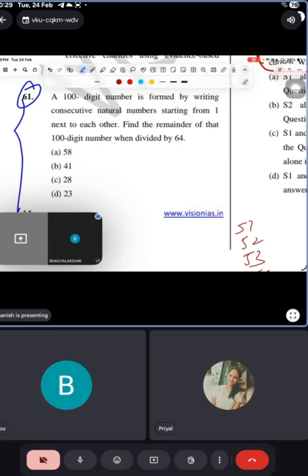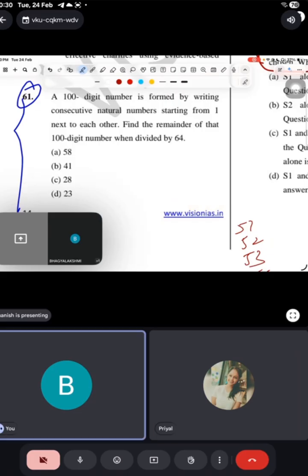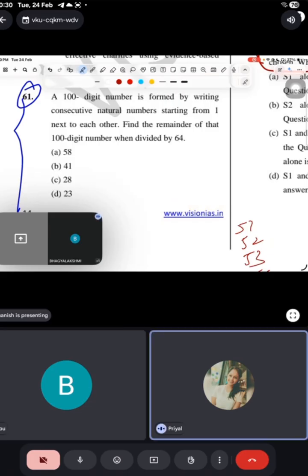A 100-digit number we can write now, Manish, from 1 up to where the digits reach 100. We can take n times n plus 1 by 2 equal to 100. But it is a 100-digit number, like we are forming a 3-digit number like 999. Like this, we have to form it till 100 digits.